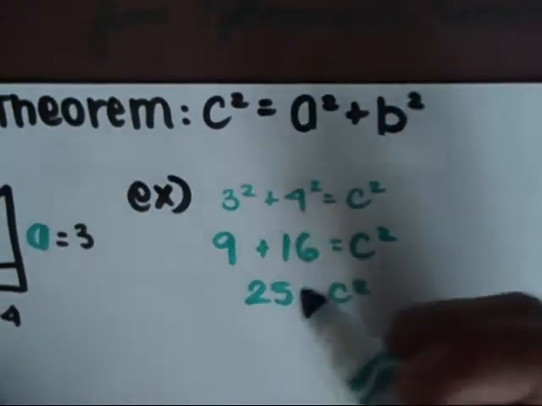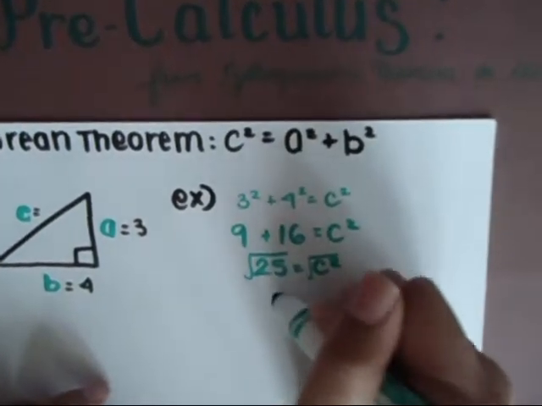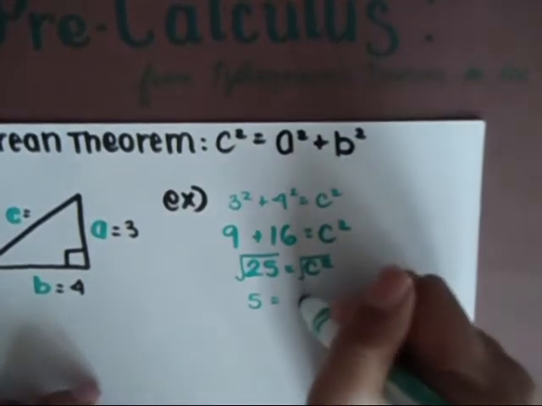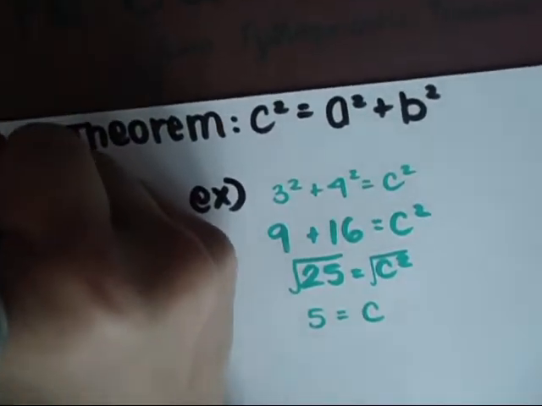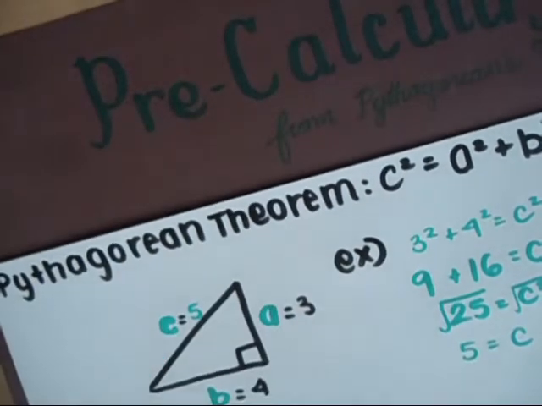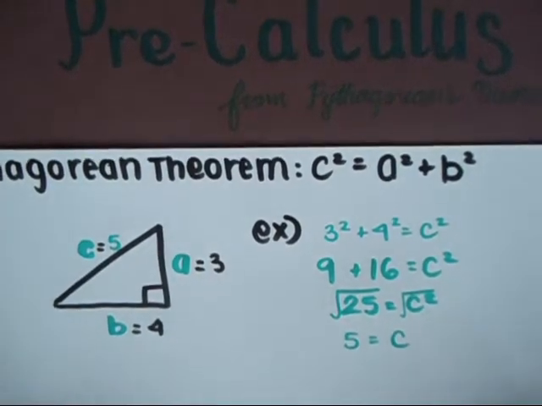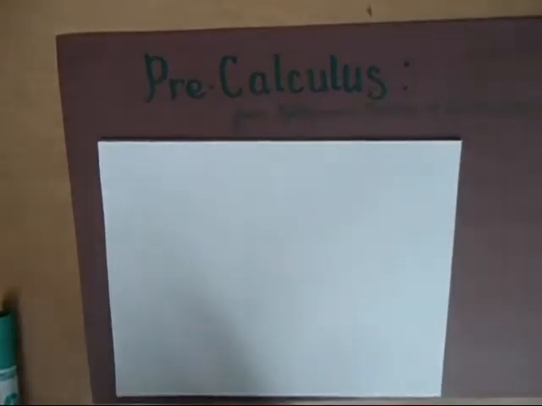So now we're going to take the square root of both sides. Square root of 25 is 5. Square root of c squared is c. And that's how you would find a missing side. Okay. So next, we're going to talk about special triangles.